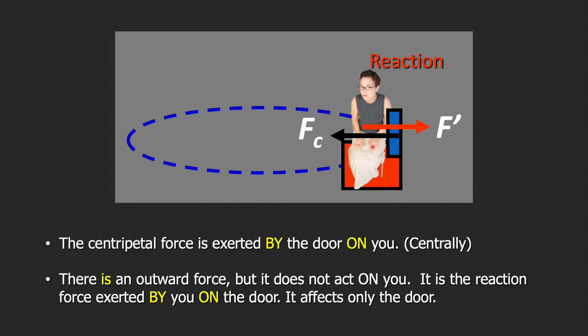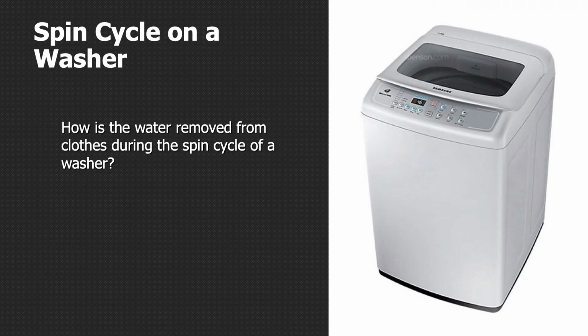So this follows the third law of motion, which we will discuss in our next lessons. As the door applies a force on you, in return, you are applying the same amount of force, equal but opposite in direction, on the door. Another example is the spin cycle of a washer. Now let me give you this question. How is the water removed from the clothes during the spin cycle of a washer?